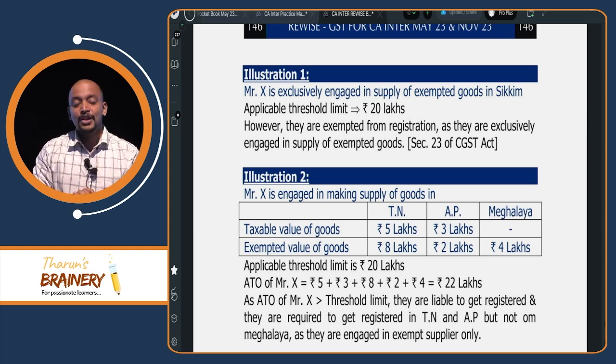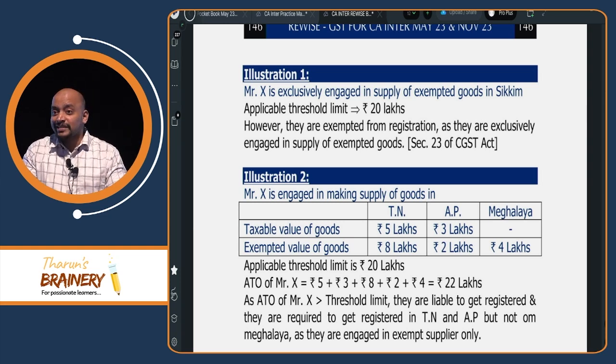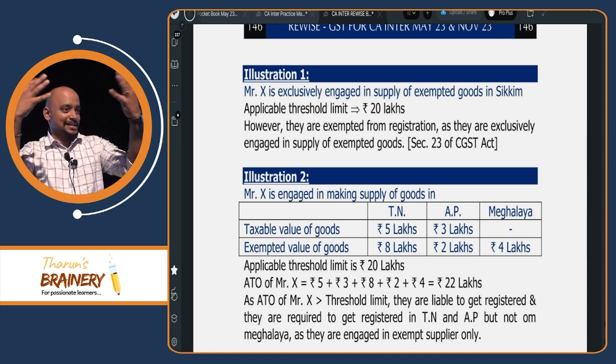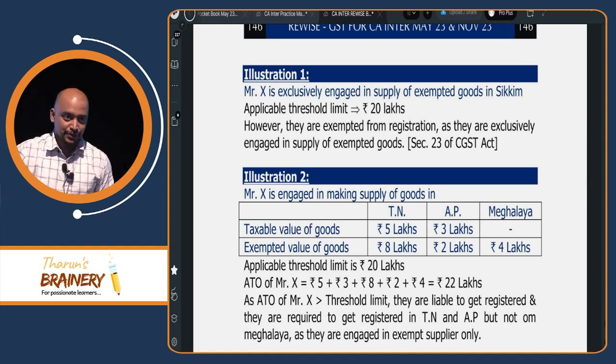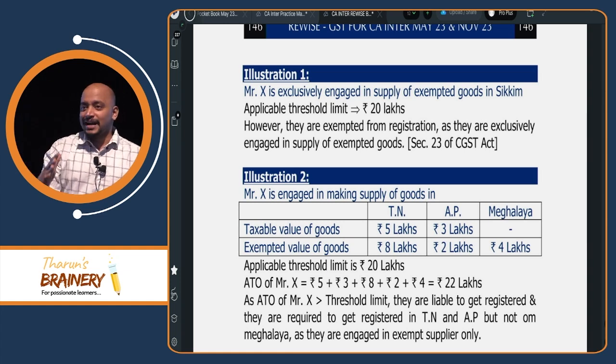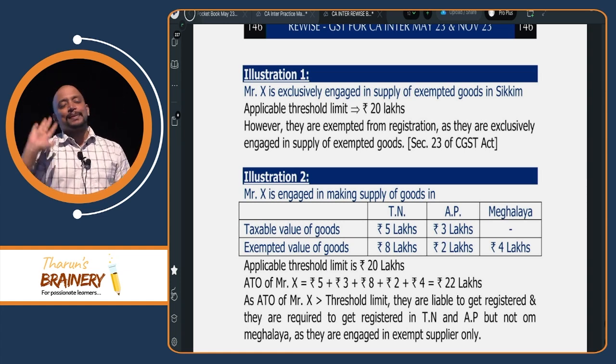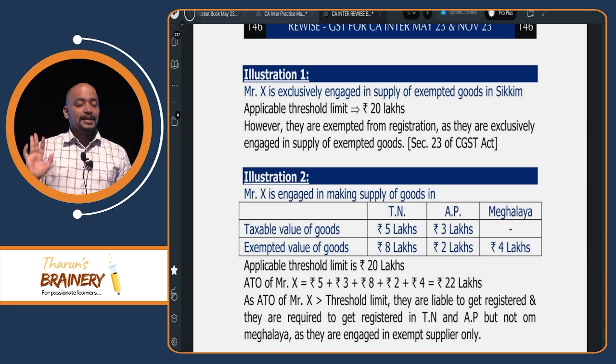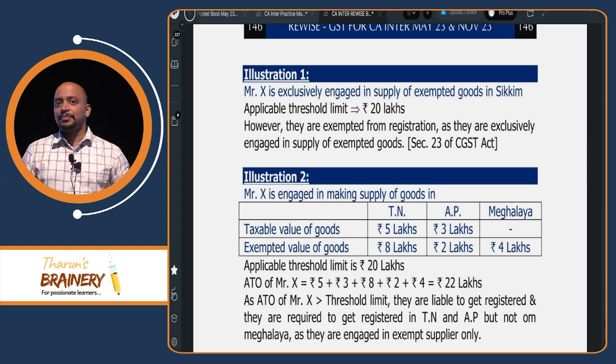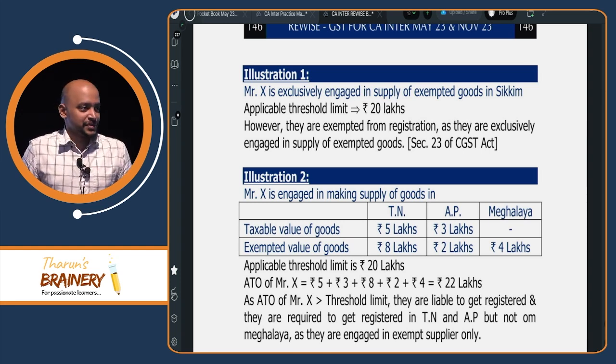You understood or not? So while computing the threshold limit, we take exempted supplies also, taxable supplies also. But once they are liable to get registered, they need to pay GST only on taxable supplies. But if you are making exclusively exempted supplies, you are exempted from registration.